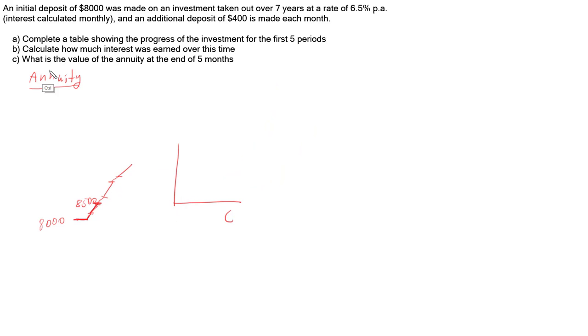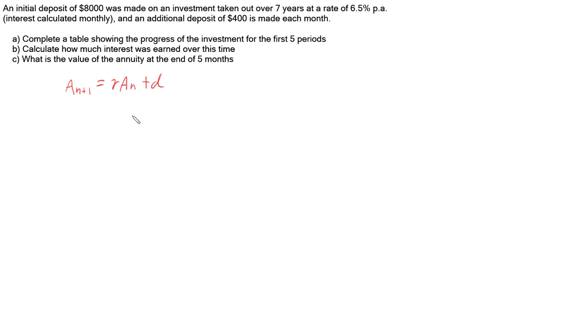So this problem asks us to complete a table showing the progress of the investment for the first 5 periods. We're not going to do the full 7 years because that would take quite a lot of time. We're just going to do the first 5 periods, and we're going to do this using a recurrence formula. The recurrence formula for an annuity says that the value at the end of each period is R times the value at the start of the period plus that deposit.